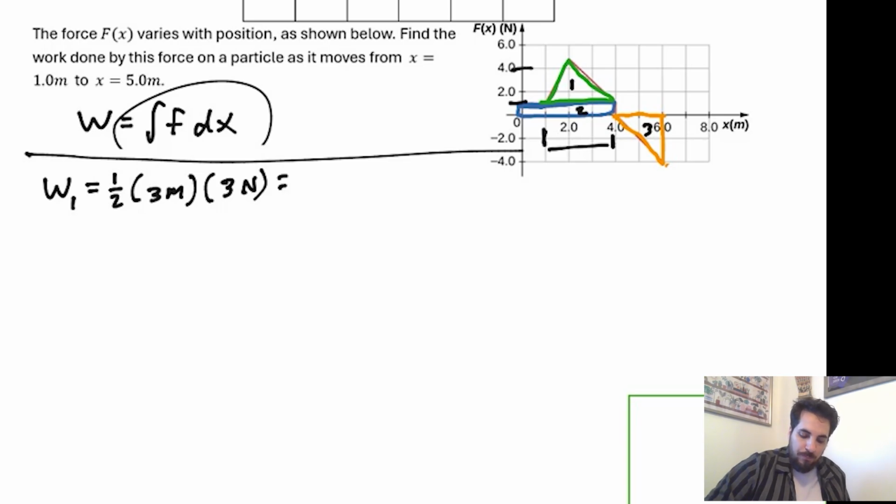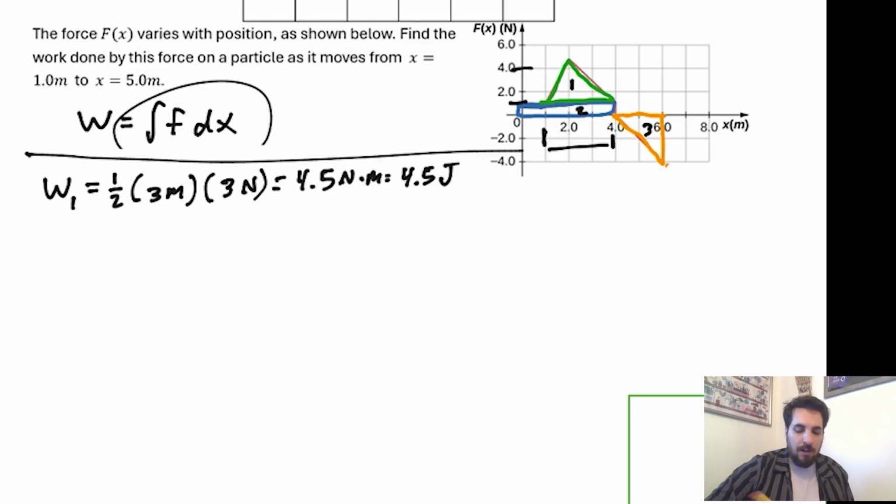So what is the work done here? Well, it's going to be 6 Newton meters, or I did my math wrong there. My apologies. Not 6 Newton meters. 3 times 3 is 9. Half of 9 is 4.5 Newton meters. We can also write this as 4.5 joules, right? The unit of energy is a joule.